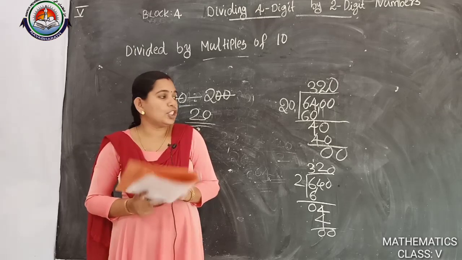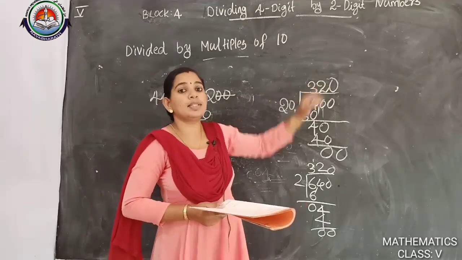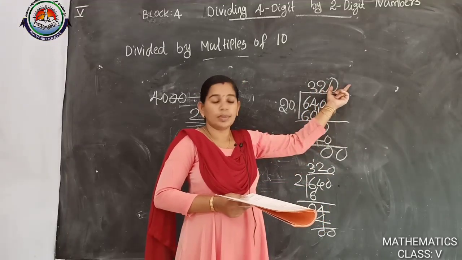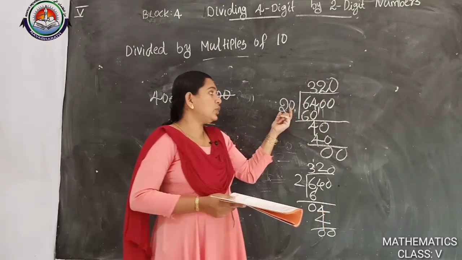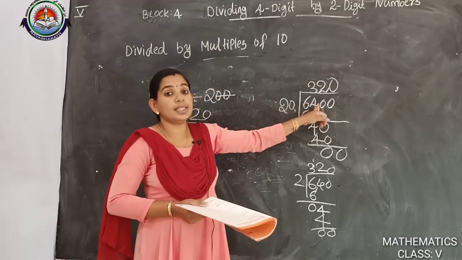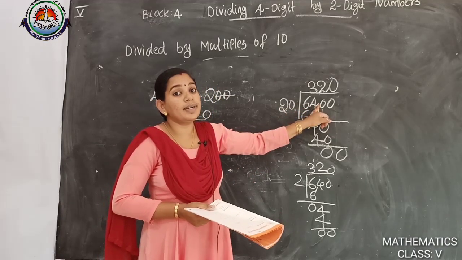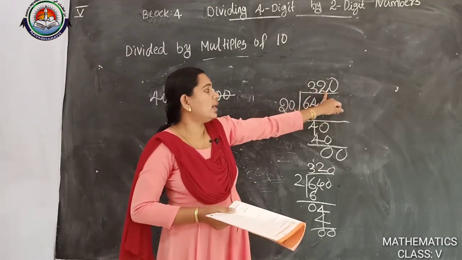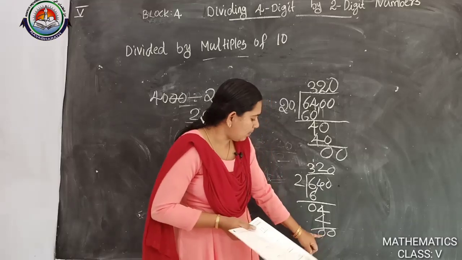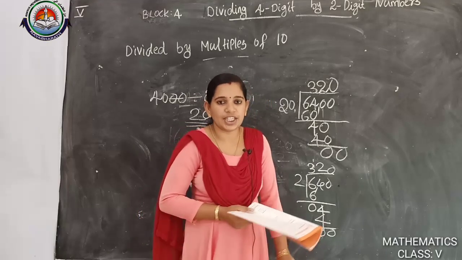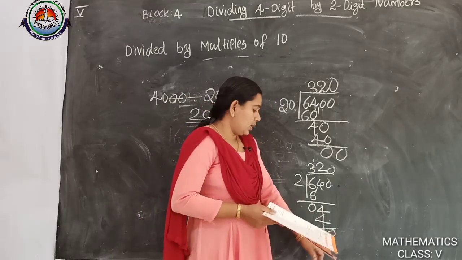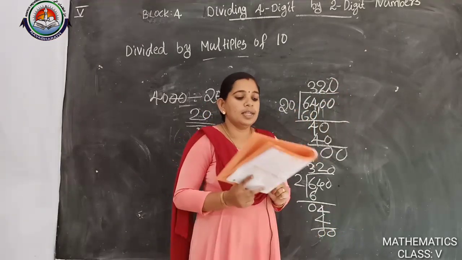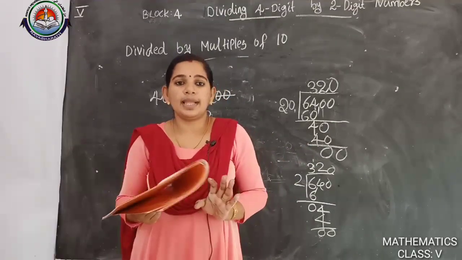Then the next question: find the quotient. Quotient means the answer. Here the quotient is 320. In 6,400 divided by 20, 6,400 is the dividend and 20 is the divisor. 320 is the quotient and 0 is the remainder. Remainder, quotient, dividend and divisor. Got it? So find the quotient means find the answer.